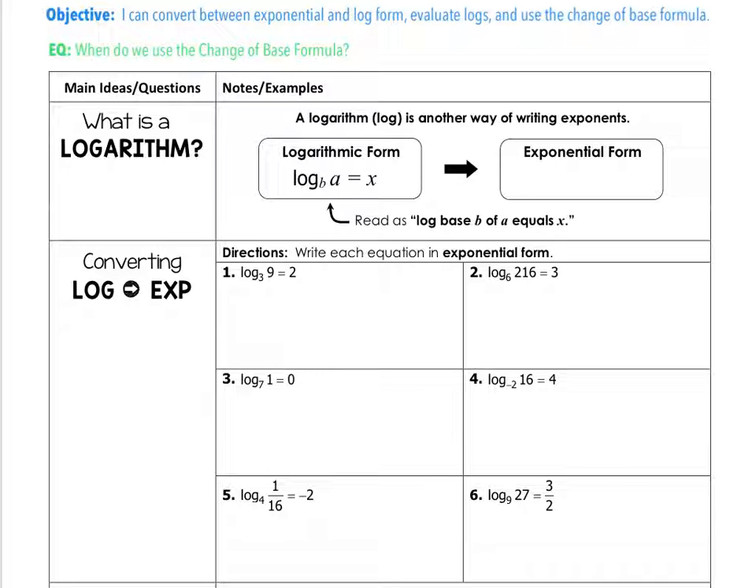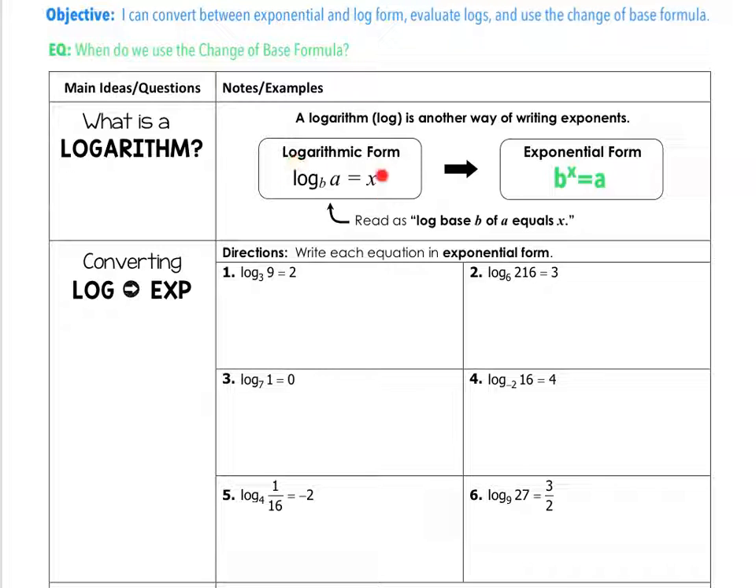What is a logarithm? A logarithm, or we shorten it to log, is another way of writing an exponent. So logarithmic form is this right here, and we read it as log base b, because it's in that subscript, it's below, of a equals x. So that's just a form that you're going to need to know, log base b of a equals x. Like if I look down here at example 1, this would read log base 3 of 9 equals 2. And so I can rewrite that logarithmic form into exponential form. The exponential form is b to the x equals a, which we've seen before.